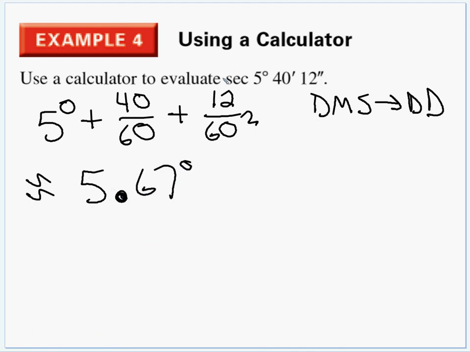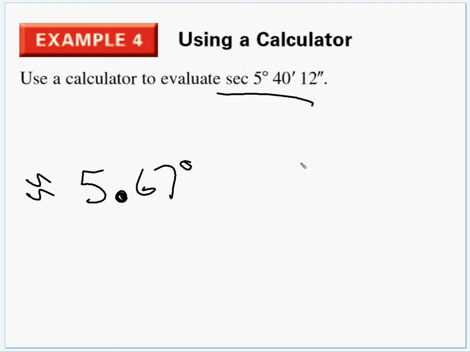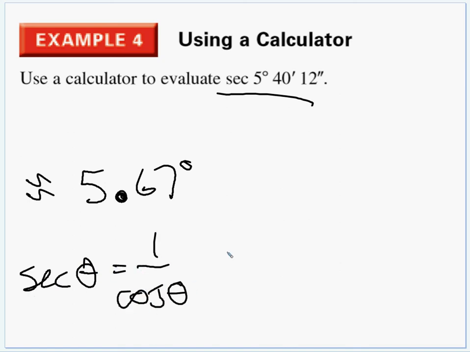Now, secant is not a button on your calculator, so we can't just push a button to get the secant of this, but remember, secant is the reciprocal of cos. Secant of theta is the same as 1 over cos of theta. So what we can do is do 1 over the cos of 5.67 degrees.